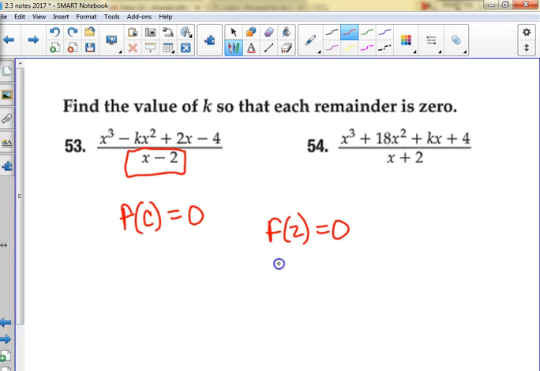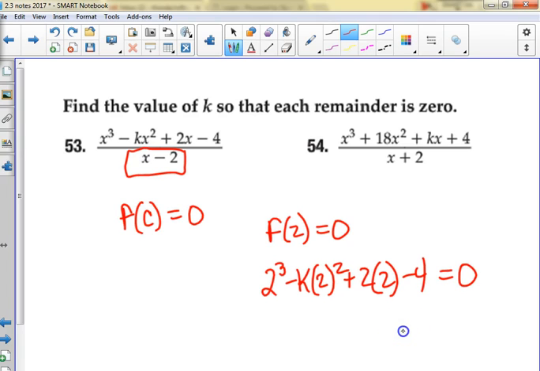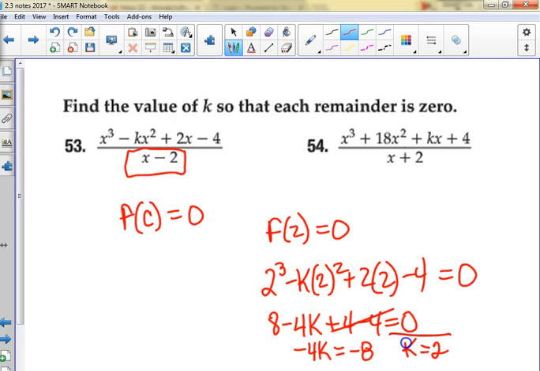So if I put a 2 in for all of those, I'll have 2 cubed minus k times 2 squared plus 2 times 2 minus 4, and it's supposed to equal 0. Could you then solve for k? This is 8 minus 4k plus 4 minus 4 equals 0. Well, those just go away. I'd have negative 4k equals negative 8. If I move the 8 to the other side, I get k is 2. Can you do that? Everybody's okay? You can do it by synthetic division, but it's a big pain in the neck.